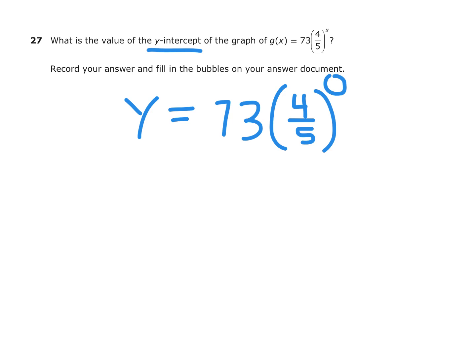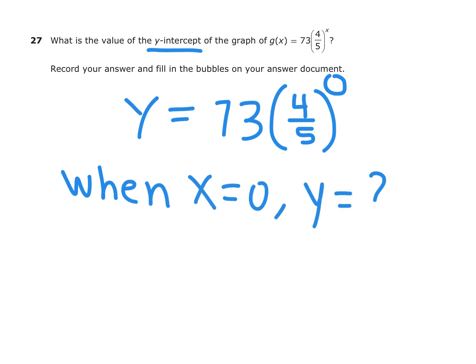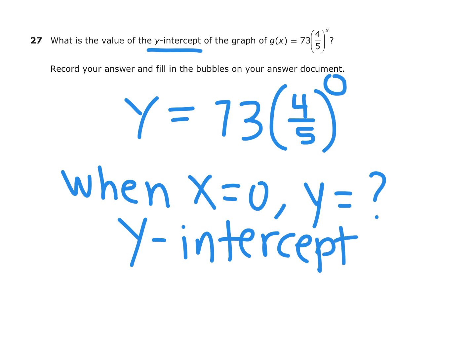So to find the y-intercept for any problem, whether it's exponential, linear, quadratic function, any function, you say when x is 0, what is y? That will give you the y-intercept. Okay, so you'll see this question in different forms, but here we're looking for the y-intercept. So 4/5 to the 0 is 1, and then what you have here is 73 times 1, which is 73. And so the answer here was 73. You record your answer, fill in the bubbles, and you're ready to go on to the next one.